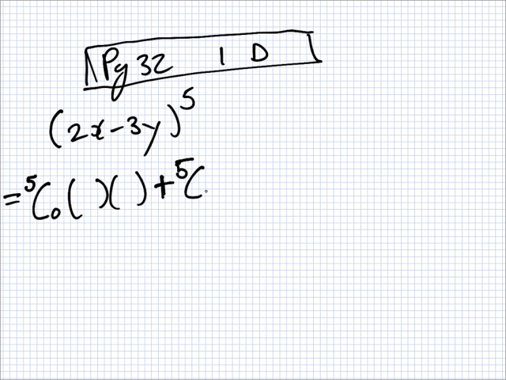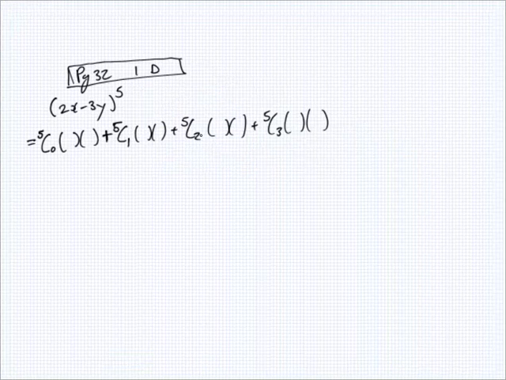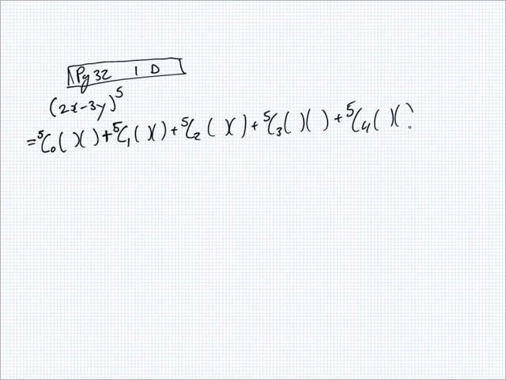5, 3, 1. Good, bracket, yeah, 5C2, and the bracket. The bracket will fill it with 2x and minus 3y. Anyways, let me just get these down: 5C1 bracket, then 5C4 bracket, and then 5C5 bracket. And then we will fill the bracket. What do I put in the brackets first? 2x, minus 3y. Good, so let me fill those out: 2x minus 3y, 2x minus 3y, 2x minus 3y, 2x minus 3y, 2x minus 3y.